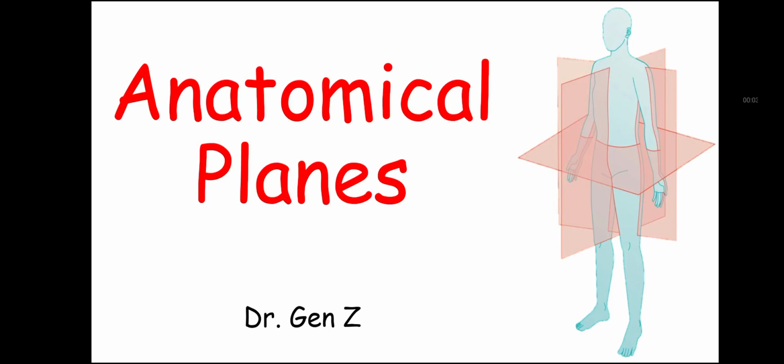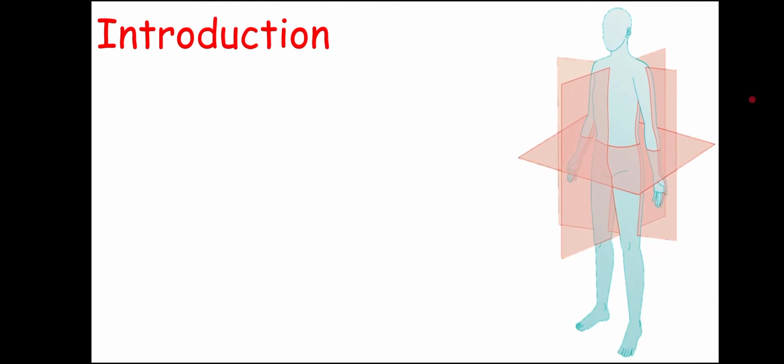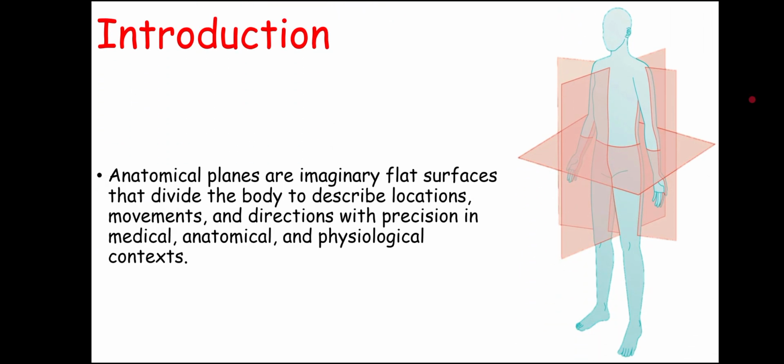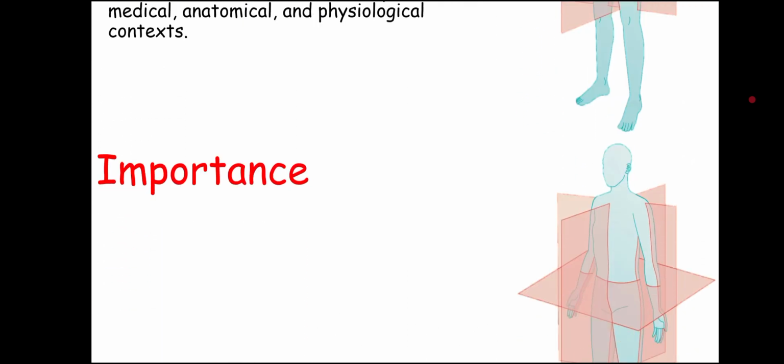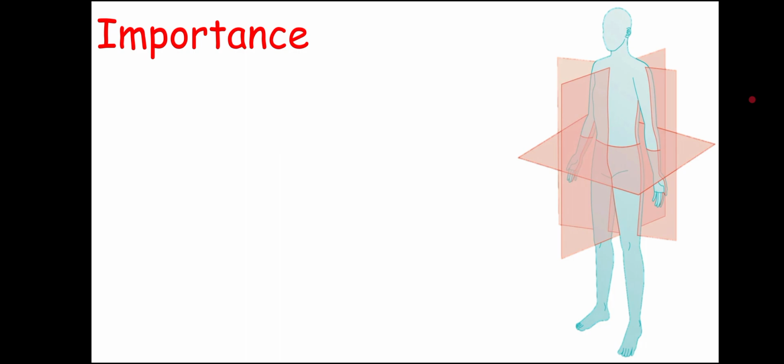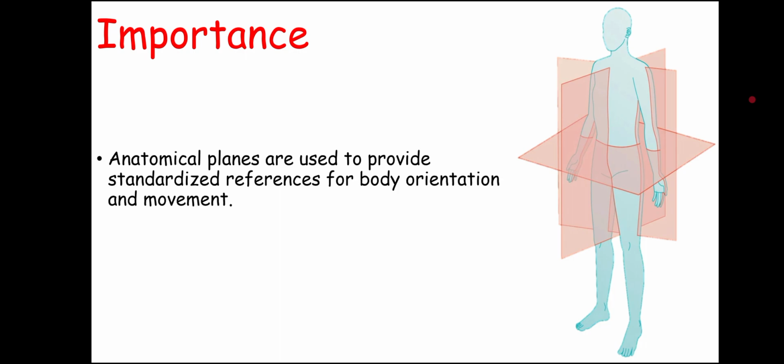Today we will talk about anatomical planes. We will start our topic with the introduction. Anatomical planes are imaginary flat surfaces that divide the body to describe location, movements and direction with precision in medical, anatomical and physiological contexts. Now let's talk about the importance of anatomical planes.